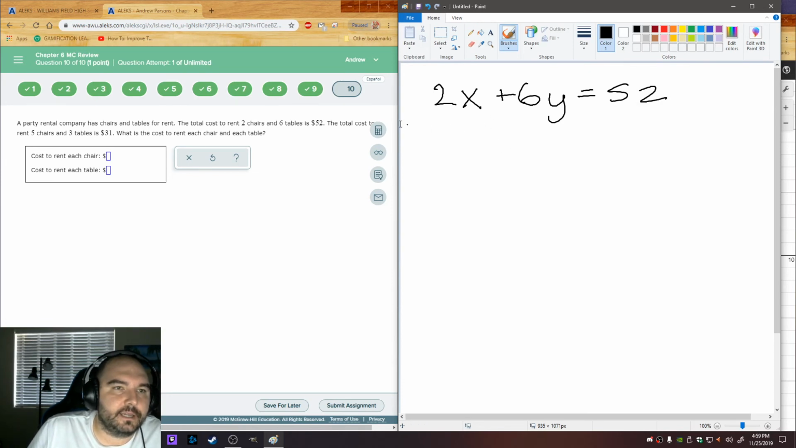Then on the second sentence, it says the total cost of 5 chairs... All right, come on, pen. Don't do me like this now. And 3y equals 31.